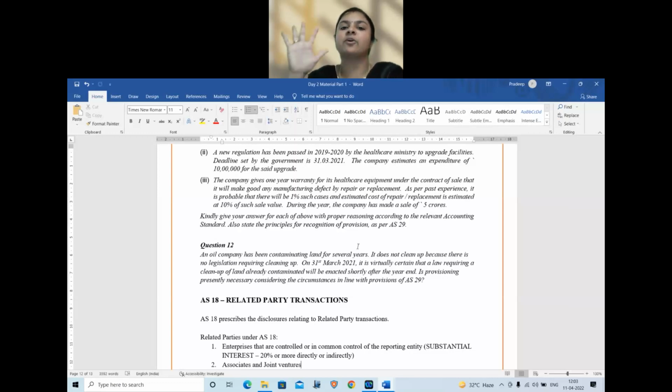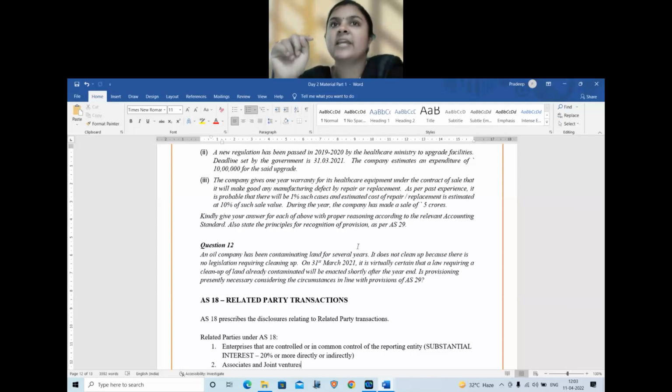So 5 crores, what is 1%? 5 lakhs. Of that 5 lakhs, 10% will be the warranty cost. 50,000. So which means the probable expense is going to be 50,000. Is it a present obligation or a probable obligation? If you answer this, then your answer is finished. The question in AS 29, you should only answer this. Present obligation, probable obligation.